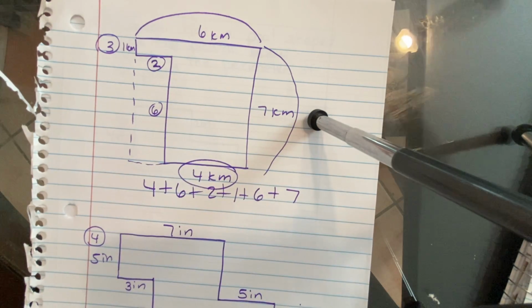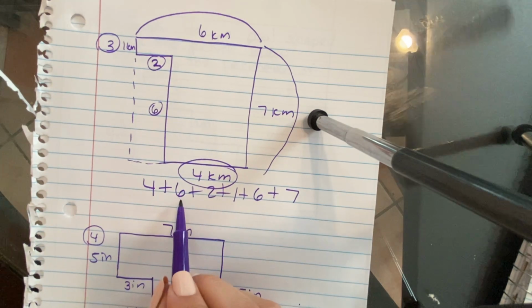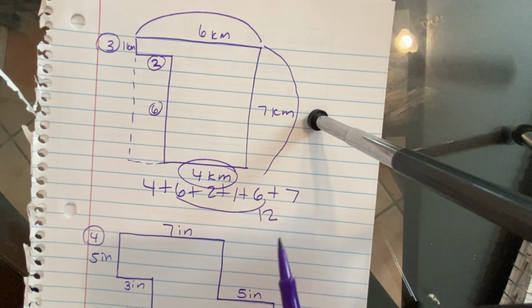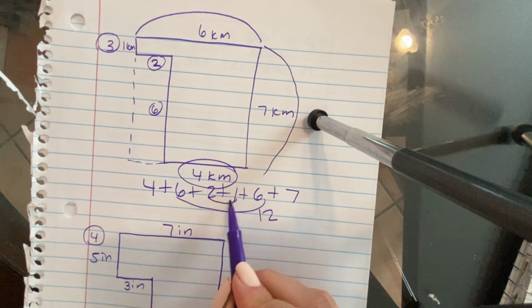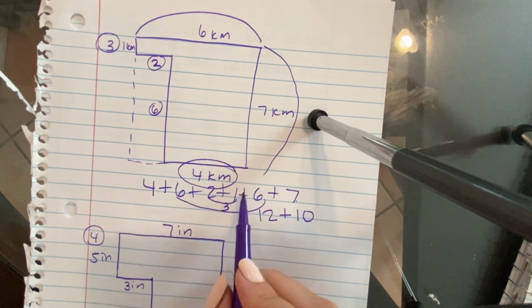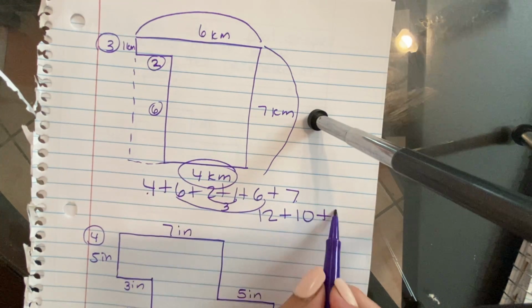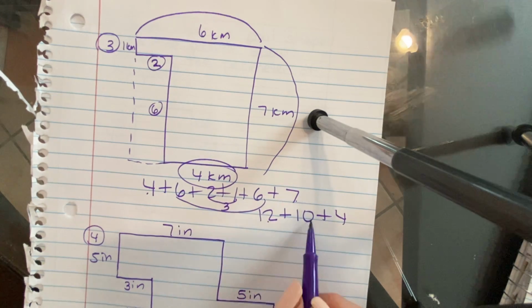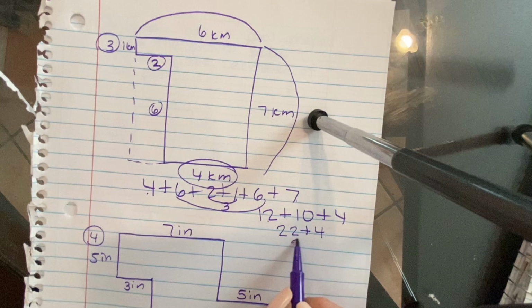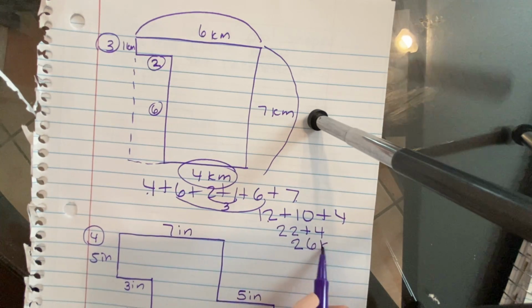All right, let's see how I want to group these. Let's do 6 and 6, 12. 2 and 1 make 3, and 3 and 7 make 10. And then I have 4. 12 and 10 make 22. 22 plus 4 gives me 26.